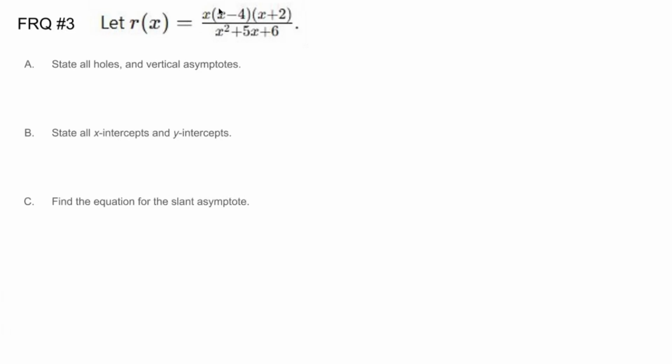Let r of x equal x times the quantity x minus 4 times the quantity x plus 2 in the numerator and x squared plus 5x plus 6 in the denominator. State all holes and vertical asymptotes.